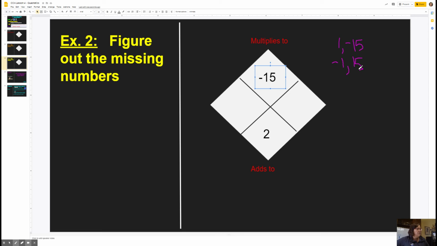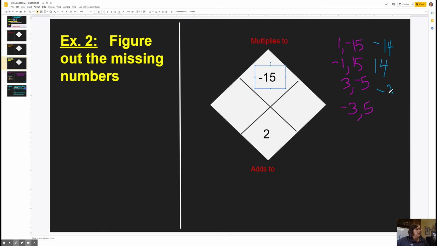And then once I have them all, I can figure out which one adds up to positive 2. So these are my factor pairs, right? Those are the numbers that multiply to make this number in the top. And then I also know that I'm going to add them. So 1 plus negative 15 is negative 14. Well, that's not the one that I want because I need a positive 2. This one is positive 14, so I don't want that one either.